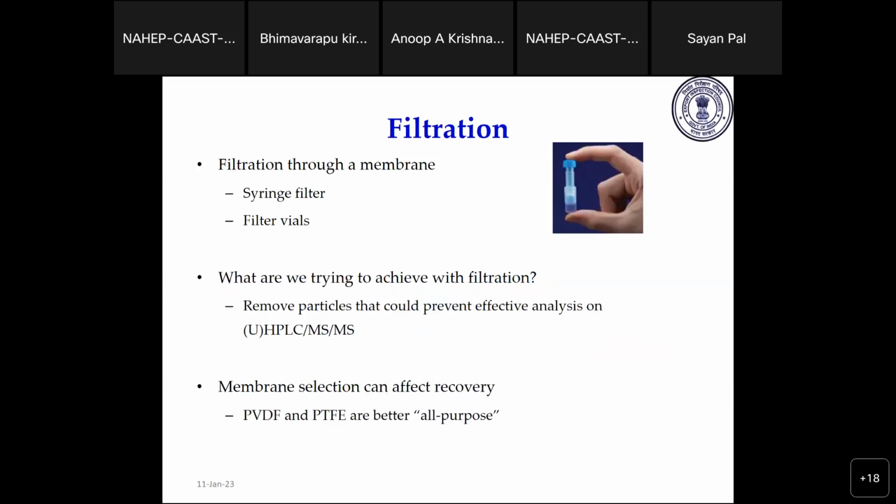Now the next step after this will be filtration. Filtration is generally done using syringe filters or different types of filters. Why are these filters being used?